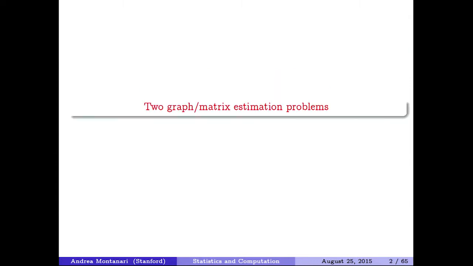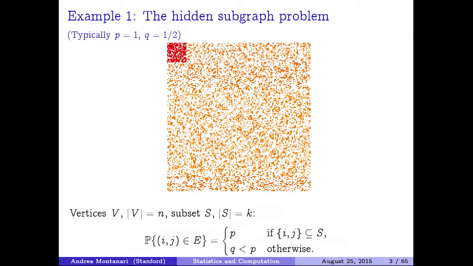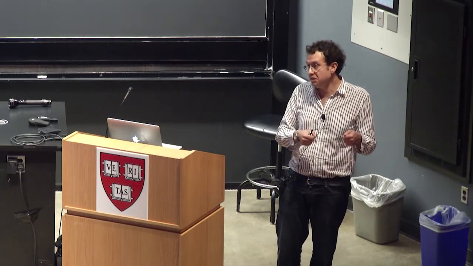Okay, so what I'm going to talk about is actually 2 very simple graph or matrix estimation problems. Here matrices will be 0, 1, and symmetric, so they can be thought of as graphs. But pretty much everything generalizes to other matrix ensembles. So the first problem is, let me call it the hidden subgraph problem. Here you generate a random graph over n vertices as follows. You select a subset of k out of the n vertices arbitrarily, and then you connect any 2 vertices inside this k with probability p.